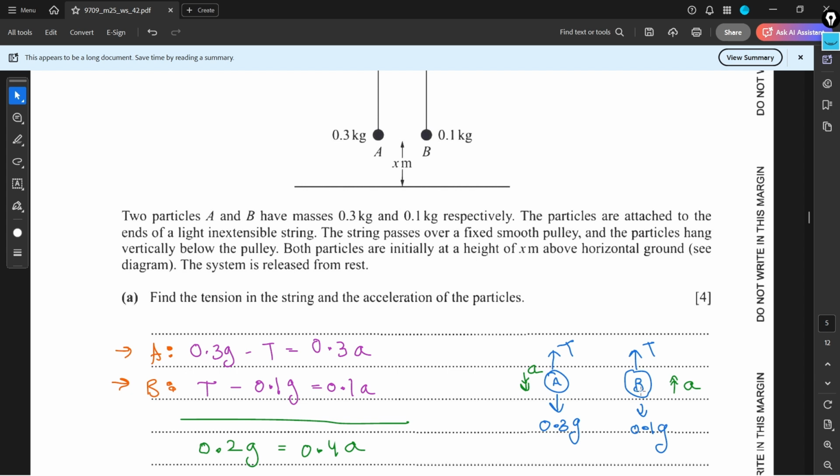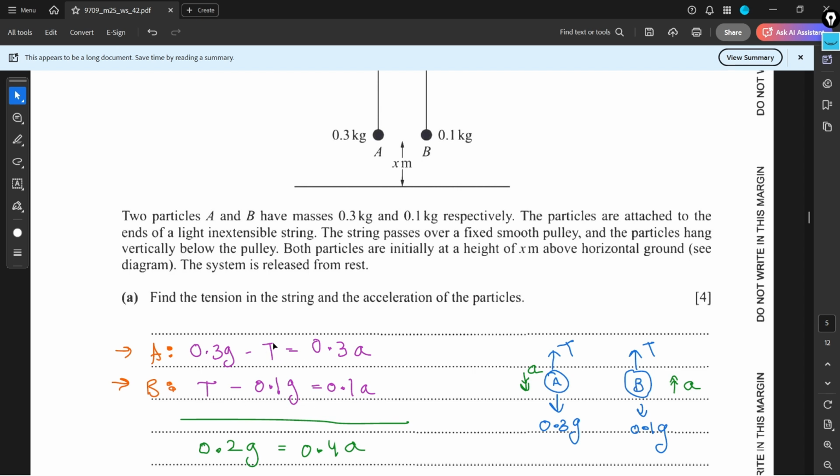Similarly, for particle B, because it's traveling upwards and the acceleration in that direction is positive, the upward force is positive and the downward force is negative. Therefore, tension minus the weight will be the net force, and the F net equals ma equation for particle B is going to look like this.